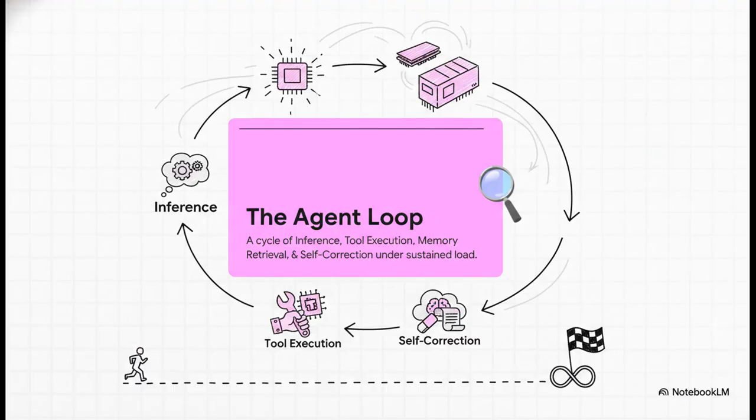It all boils down to what we call the agent loop. See, unlike that one-and-done chatbot, an agent is constantly cycling. It's reasoning through a problem. Then it's using a tool to take an action. Then it's pulling context from its memory. And then it's looking at the result and correcting its own plan. It's not a sprint, it's a marathon that just keeps going.